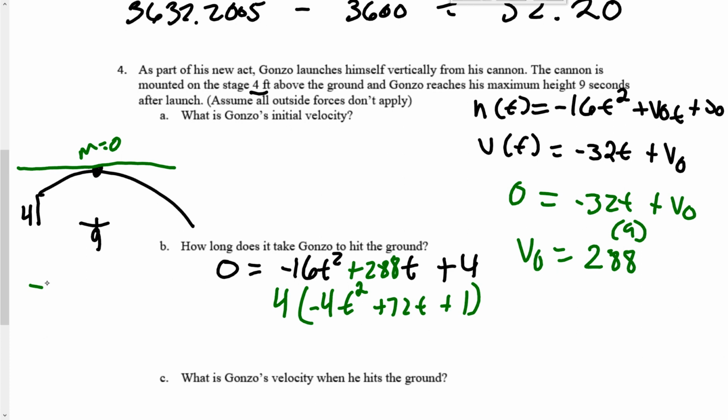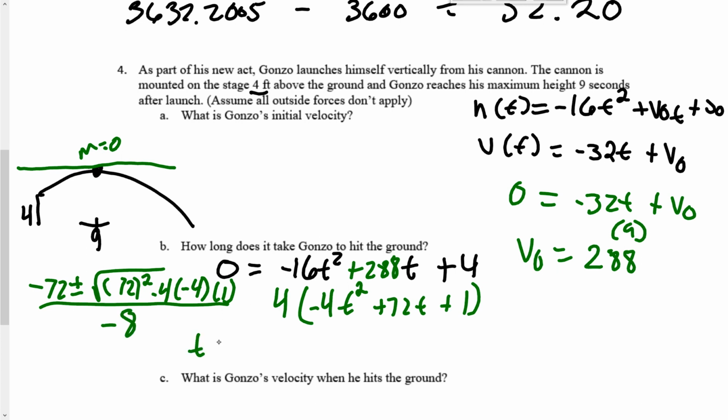So I'm going to use the quadratic formula. So opposite of b, plus or minus, and one of them is not going to matter because it will give me negative time. I'm going to square negative 72, or 72, and then minus 4 times a times c. So negative 4 is my a now, and 1 is my c, and all over 2 times a, which is negative 8. Plug that in, and I get t equals 18.01. So that's how long it's going to take to hit the ground.